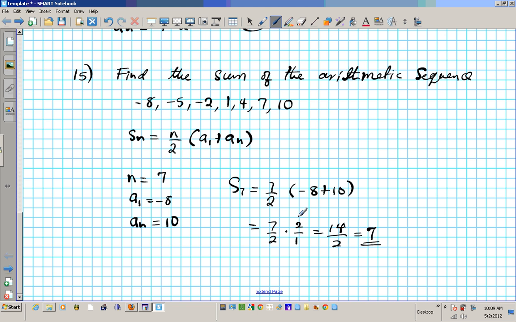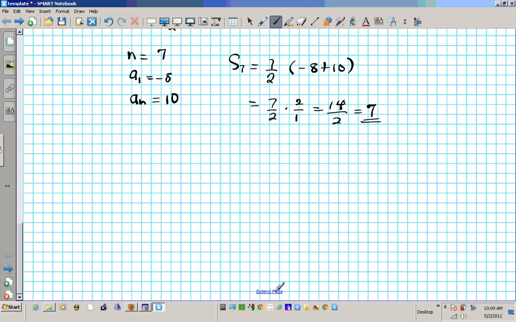Now, if you take a look at questions like number 19, you're missing n. So you need to use the other formula, an equals a1 plus n minus 1 d, to find what n is first before you can use this formula. Okay? So that's how those problems work. Let's move on to the next example.